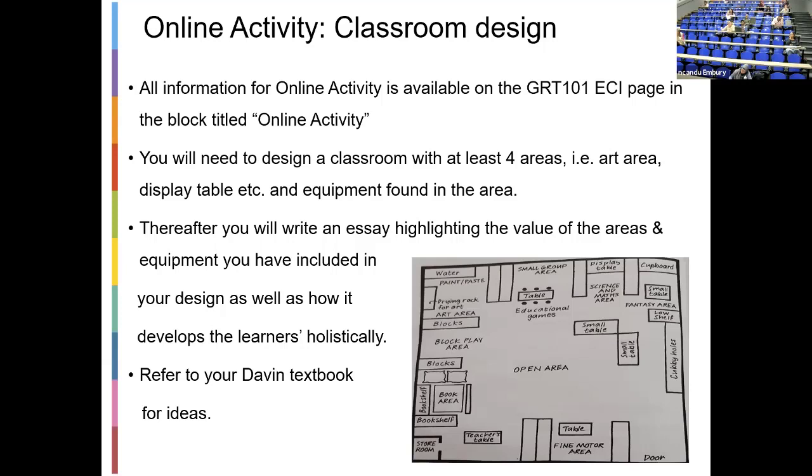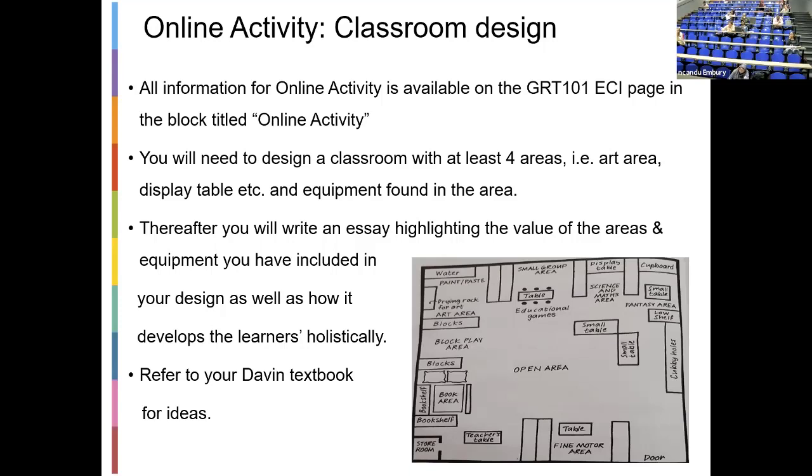Okay, once you've done your design, and it's well labeled so that we can see everything, you are going to have a write-up which discusses the value of the areas and the equipment you've included. So for example, my art area, I could list my equipment there. I could say easel, drying rack, paintbrushes. And then I need to discuss how this area is valuable to developing the child.